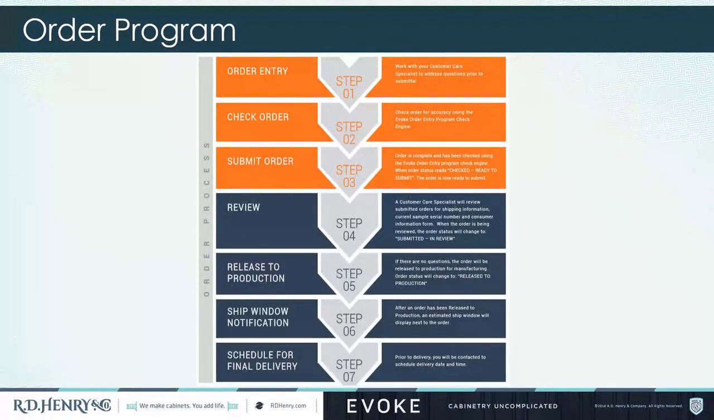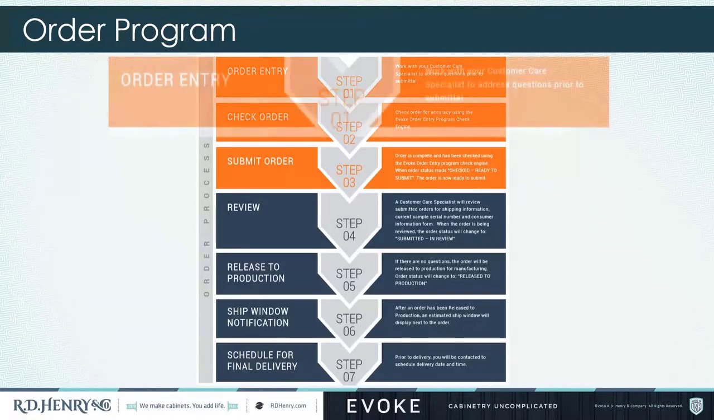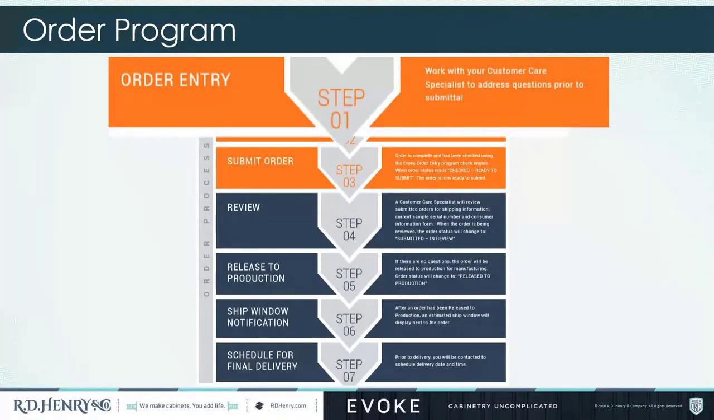So next is the order program. There are technically 7 steps in the order program. I'm going to go through steps 1 through 3 with you live here in just a second, but I kind of wanted to walk you through all the steps so that you guys understood them. So first is going to be the order entry.